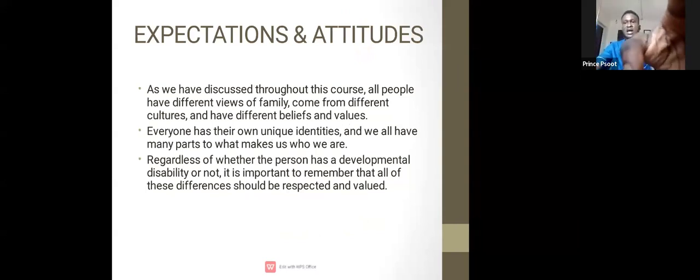So what are the expectations and attitudes? The expectations and attitudes that we have discussed throughout this course: all people have different views of family. Everybody comes from different cultures and everyone has different beliefs and values. Everyone has their own unique identities and we all have many parts to what makes us who we are, regardless of whether the person has a developmental disability or not. It's important to remember that all of these differences should be respected and valued.